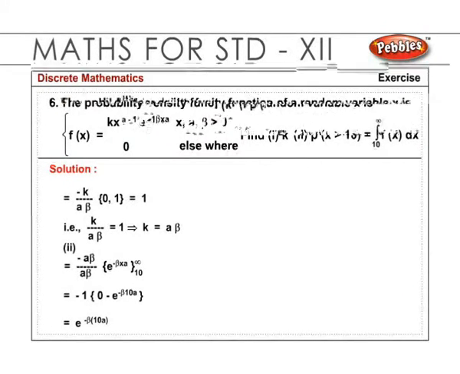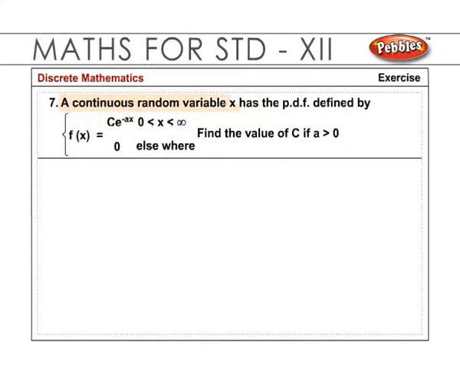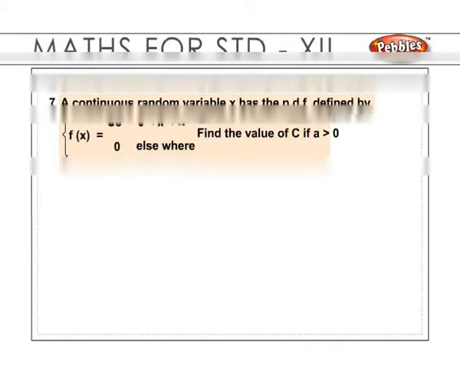A continuous random variable x has the PDF defined by f(x) = c e^(−ax), 0 < x < ∞, 0 elsewhere. Find the value of c if a is greater than 0.